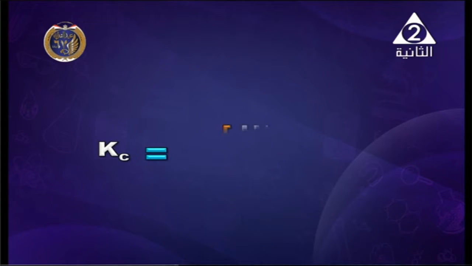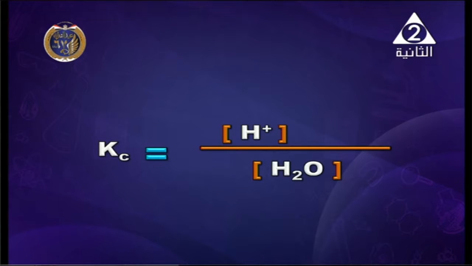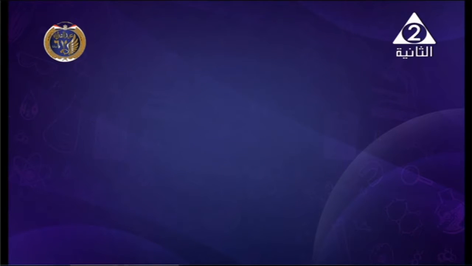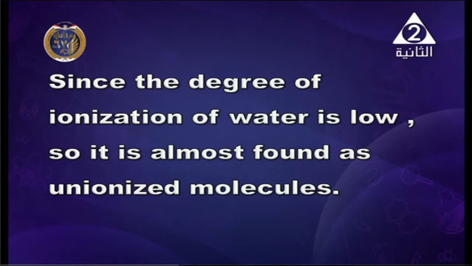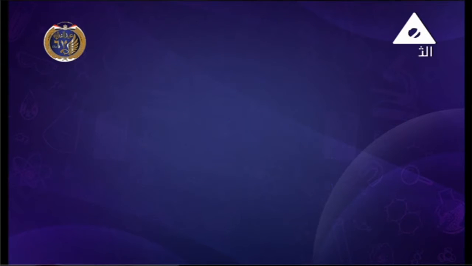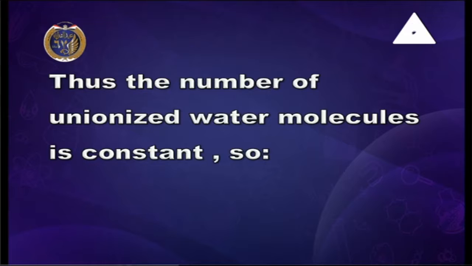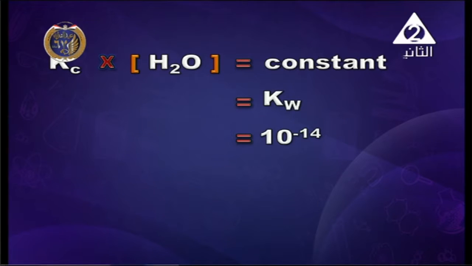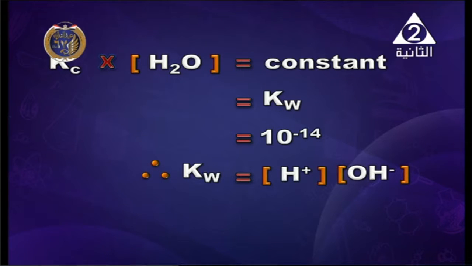So, my dear student, here Kc equals hydrogen ion concentration times the concentration of hydroxide ion over the concentration of water. Since the degree of ionization of water is low, it is almost found as unionized molecules, so the number of unionized water molecules is constant. So Kc times the concentration of water equals a constant value, Kw, which equals 10 to the power negative 14. Therefore Kw equals concentration of hydrogen ion times concentration of hydroxide ion, equal to 10 to the power negative 14.